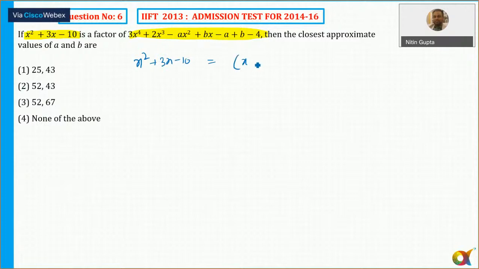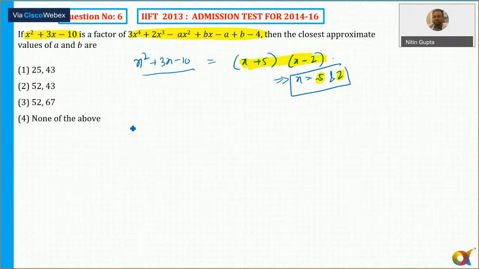x square plus 3x minus 10 is nothing but x plus 5 into x minus 2, isn't it? And what are the roots of this expression? The root of the polynomial, if it is a factor of this polynomial expression. So divide by, it means when I put x equal to minus 5, the remainder should be 0. So its value should be equal to 0.